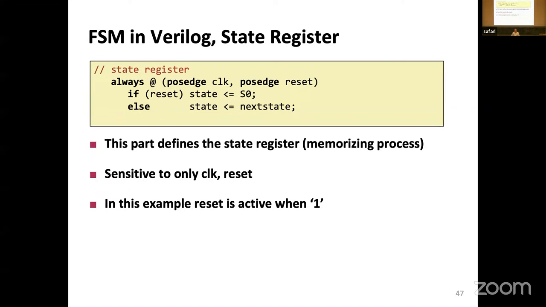Simple. And guess what? Every time you write a finite state machine, you are actually going to write only this part of code. That's all you need to do. That's the sequential part of it. Write it in a separate always statement, be done with it.